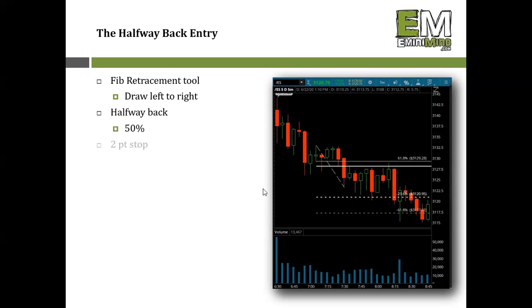And so using the 50% retracement on the ES, I like to use a 2-point stop. And it seems kind of tight, but when you're on a 512 tick chart, that's plenty. When you identify the larger trend by looking at like a 5-minute or a 15-minute chart, you can just jump in on the 512 tick chart for your entry.